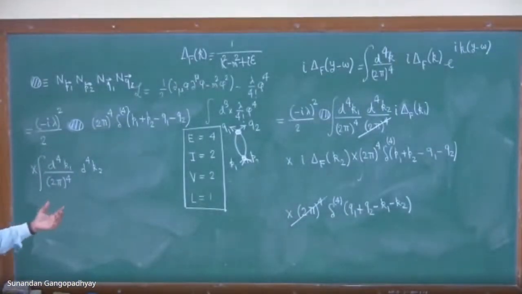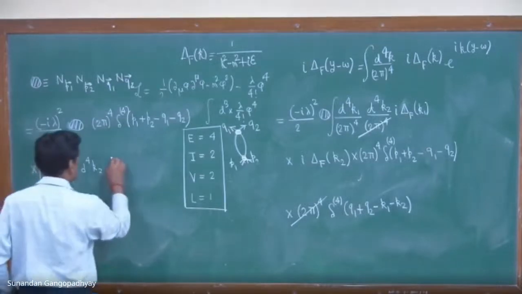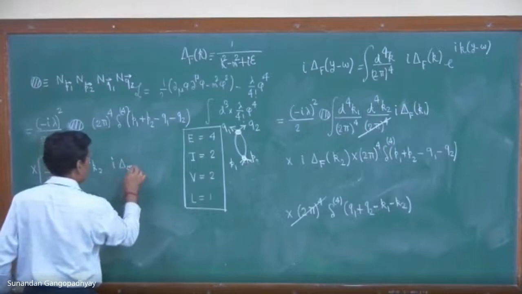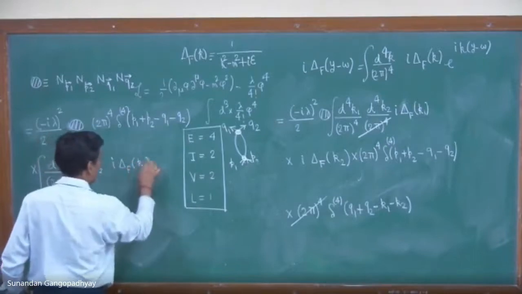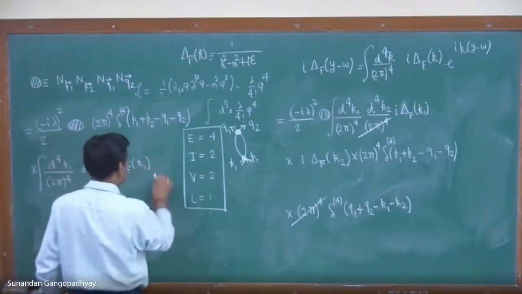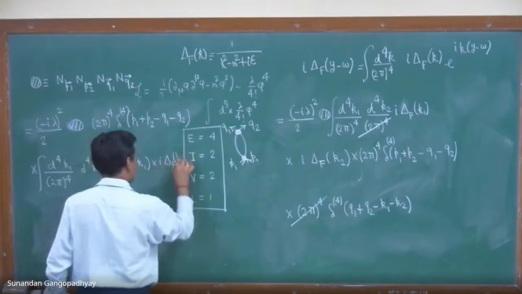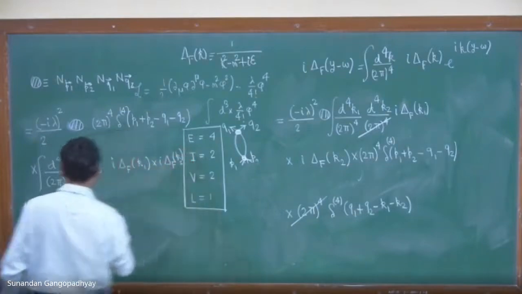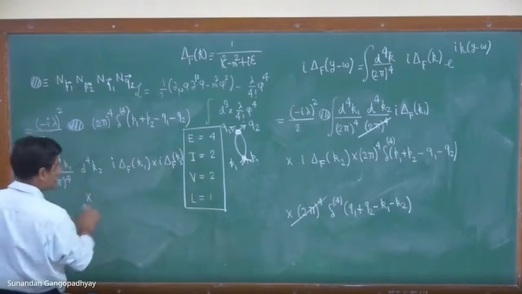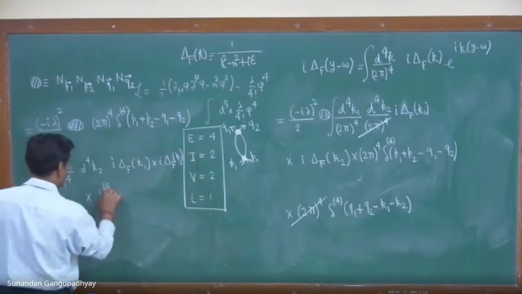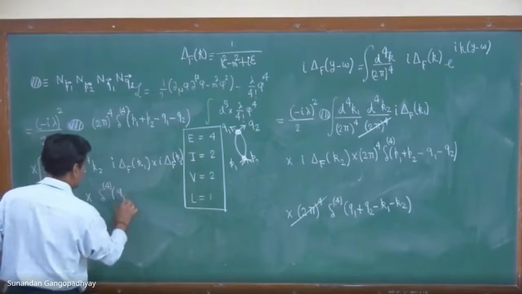Now I have been able to zoom it. You can now see this thing. And then we have i Δ_F(k1) times i Δ_F(k2) times the Dirac delta function δ^4(q1.